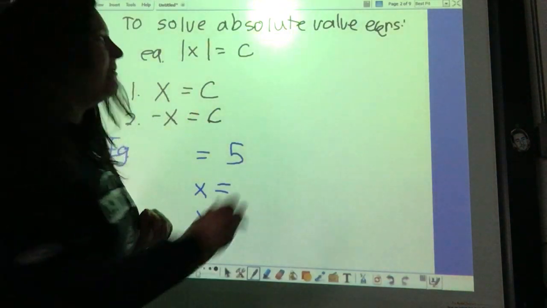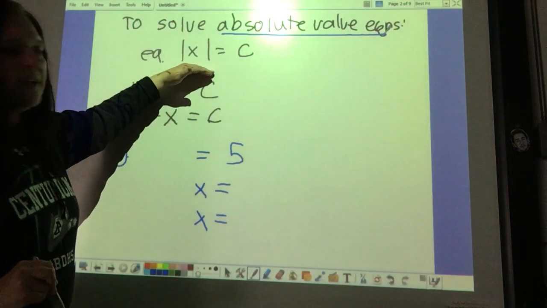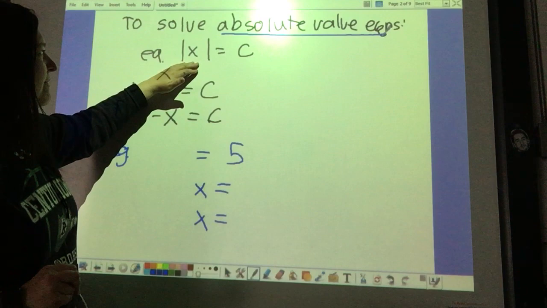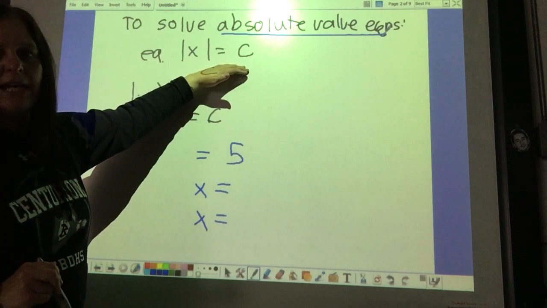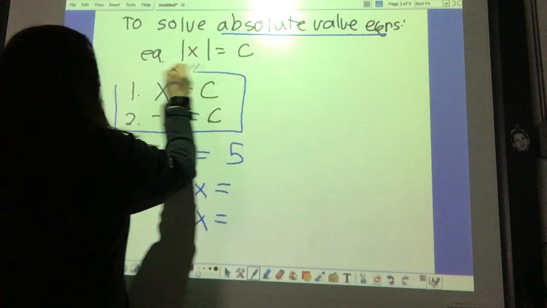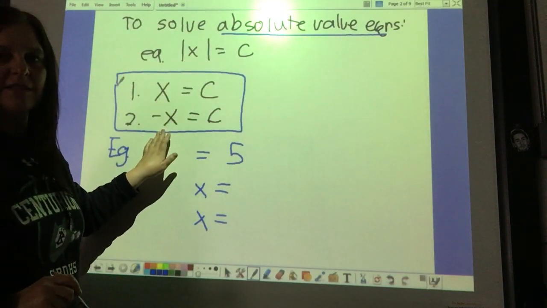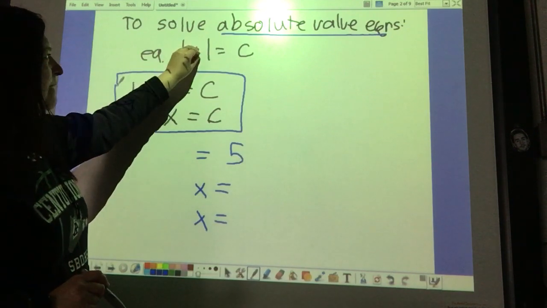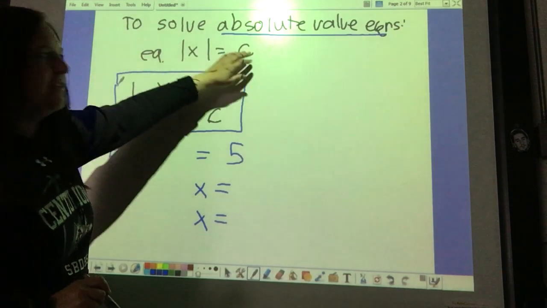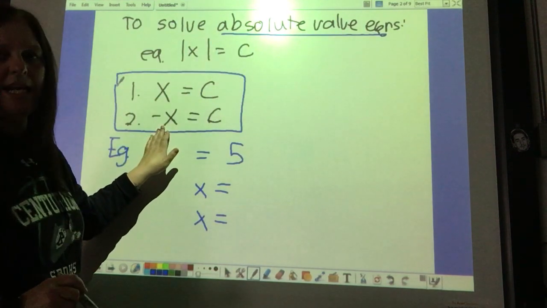So today we're going to solve absolute value equations. Let's look at a simple example. The absolute value of x is c. How do we solve that? Well, the first thing you have to realize is you have to solve two equations. You have to solve for x and negative x, because based on what we just said, the absolute value of a number is always positive. So the x could have been positive, but the x could have been negative.